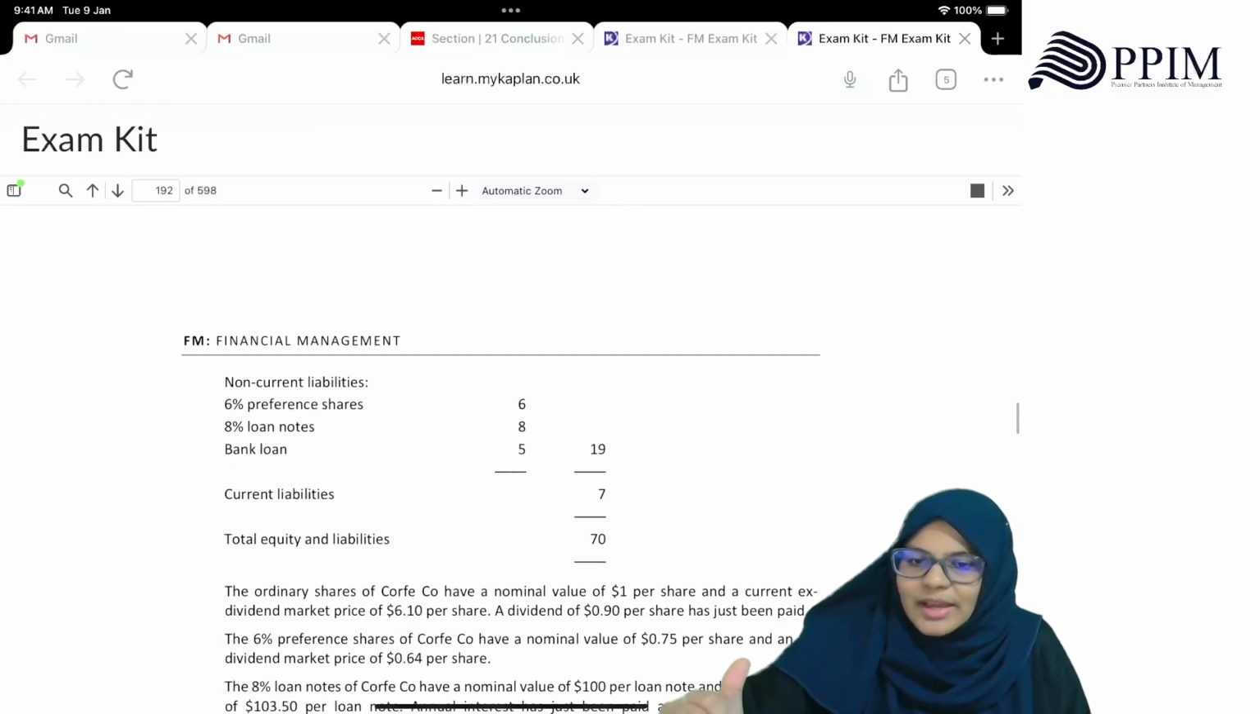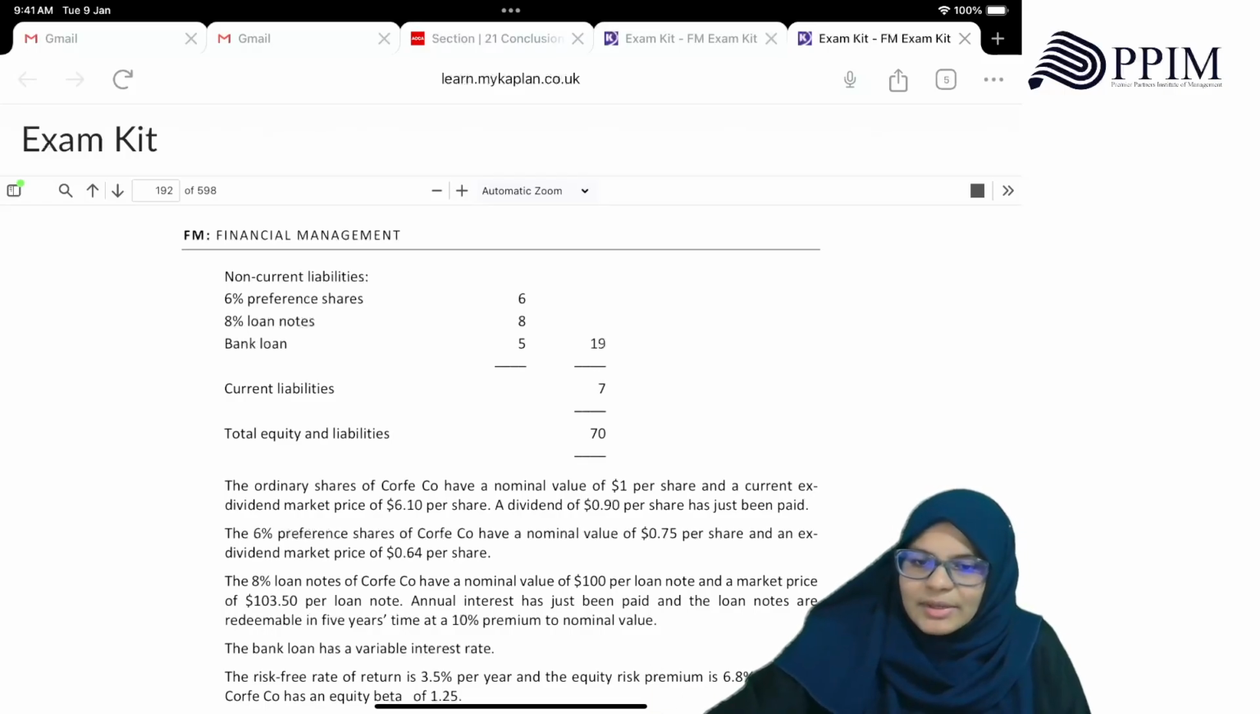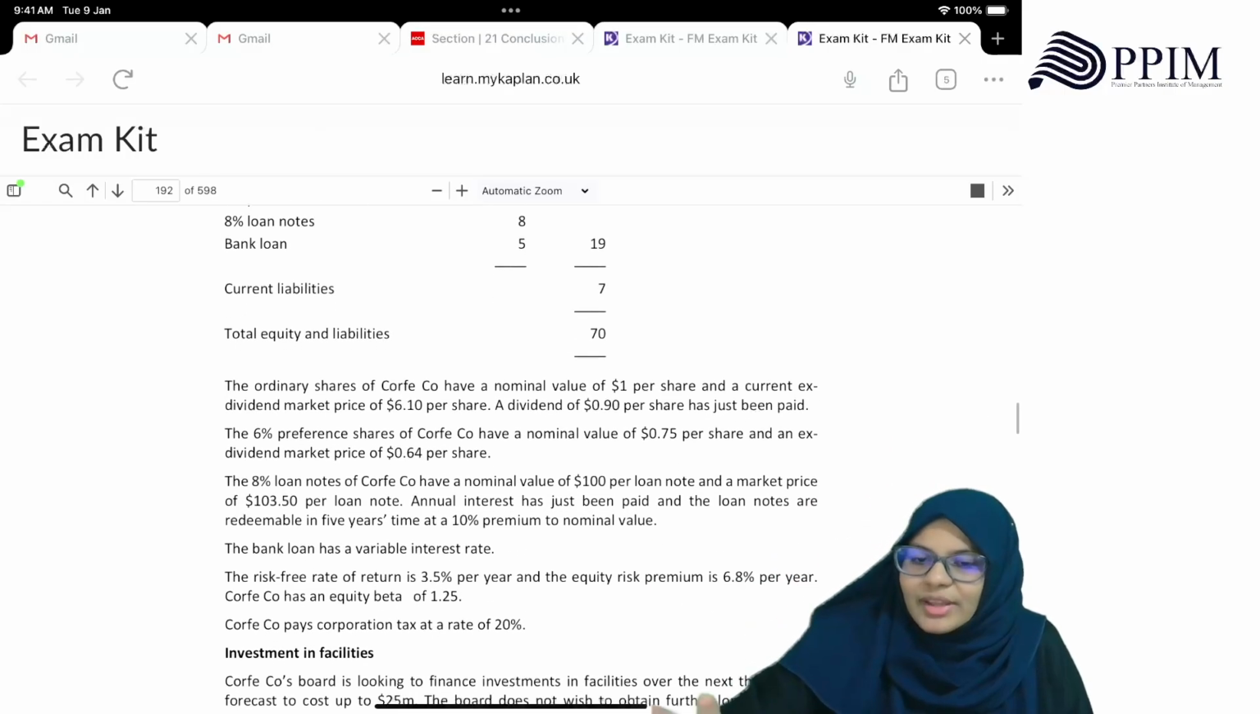Non-current liabilities, we have preference shares, loan notes, bank loans, right? So usually for our question, whatever we see in the equity section and the non-current liability section is only the financial instruments. Okay, so we have the ordinary shares, preference shares, loan notes, bank loans. Those are the 4 instruments that they are using to fund this business, right? So most of the time, we will use the information from these 2 areas the most. Okay. Then we have the current liabilities and the total equity and liabilities. So now they are going to talk about each of these instruments in detail.